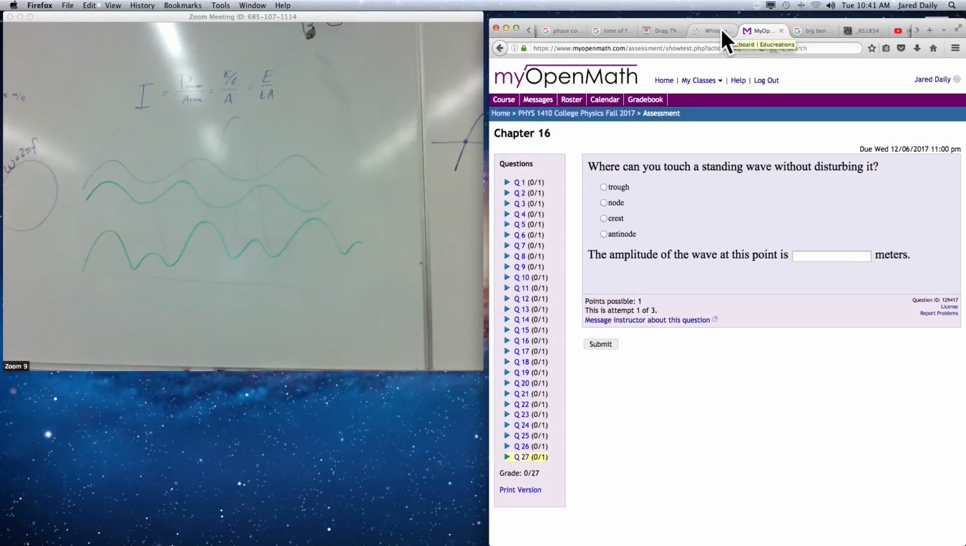Wavelength is related to both velocity and frequency. So velocity equals frequency times wavelength.